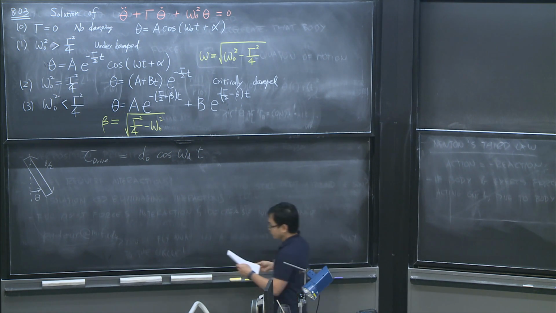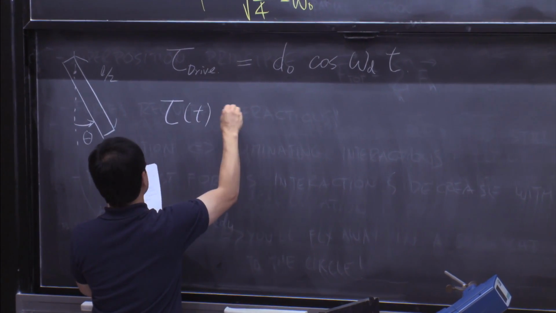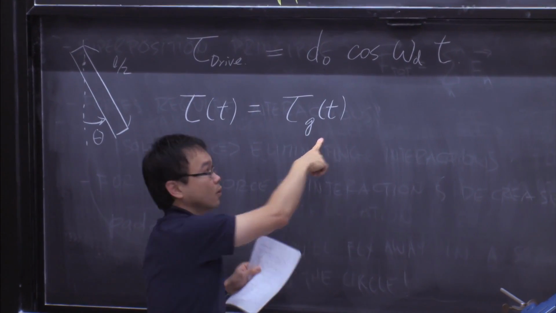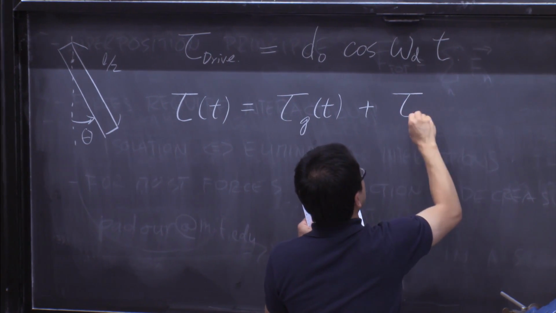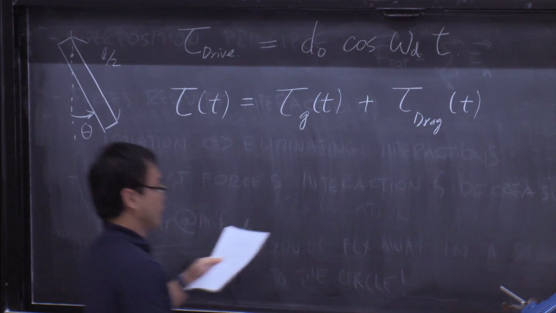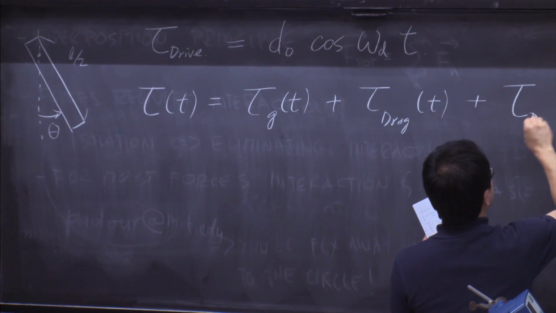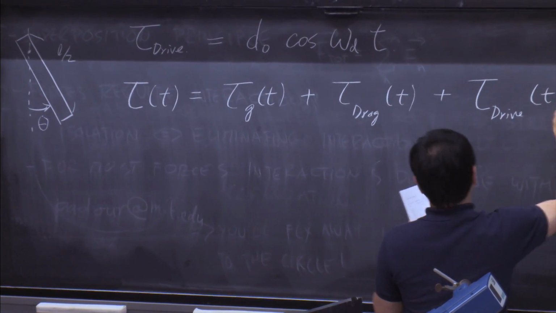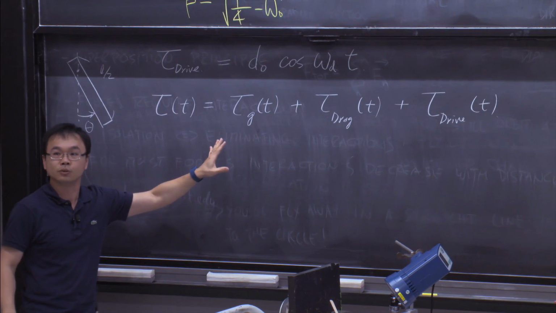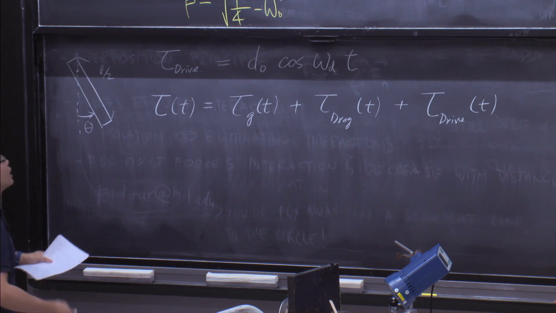Okay, and that means our total torque tau of t will be equal to tau g of t, which comes from the gravitational force, plus tau drag, which accounts for the drag force, and also this time we are adding in the tau drive. Okay, so I'm not going to go over all the calculation of how to derive it from the beginning to the end, but I will just continue from what we started last time.